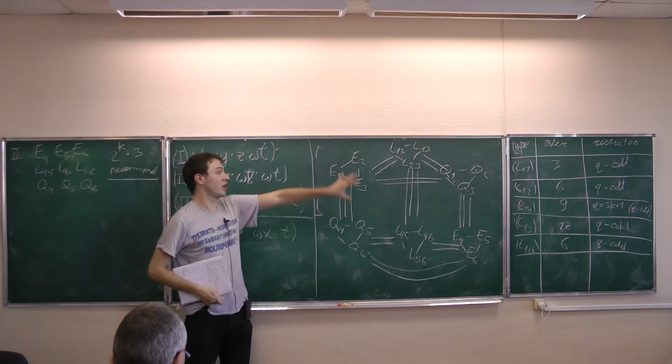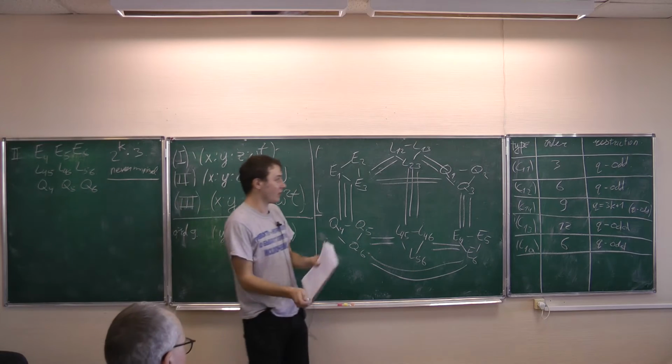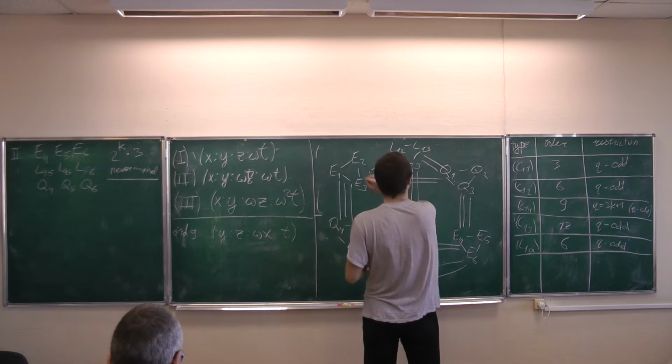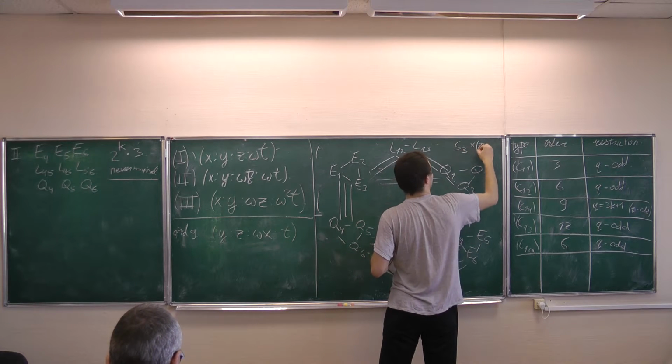So what do we have here? We have a triangular prism. And for this triangular prism, we know its automorphism group. The automorphism group will be S3 multiplied by the group of order 2.